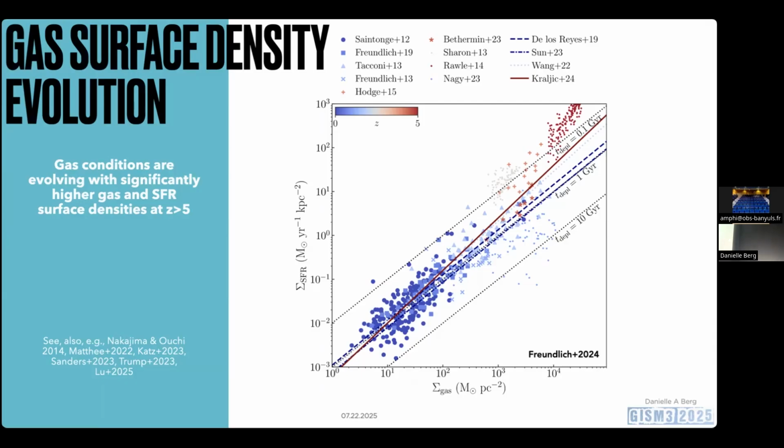And so we're getting these evolving gas conditions. Our dark matter virial halo densities are going to be higher. We think that evolves as 1 plus redshift to the third. So we have much, much more compact, dense regions that are creating a lot of gas that are causing these higher surface densities of gas that lead to higher surface densities of star formation rates. So that all makes a lot of sense.